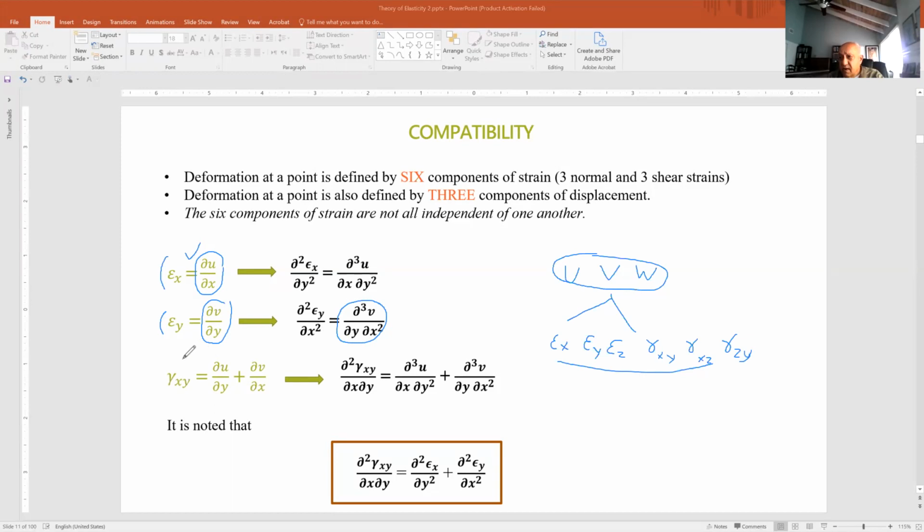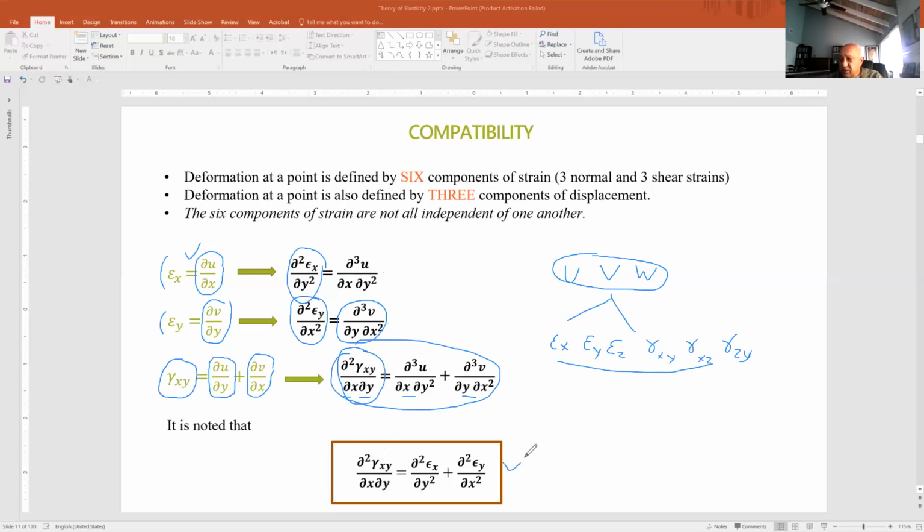Therefore, let us also look into gamma xy and take the derivative of gamma xy once with respect to x and once with respect to y. So take the derivative of this term with respect to x and with respect to y, and the derivative of this term with respect to x and with respect to y, and we end up with these two terms. Adding these two and comparing with this equation, we can see this plus this is equal to this.